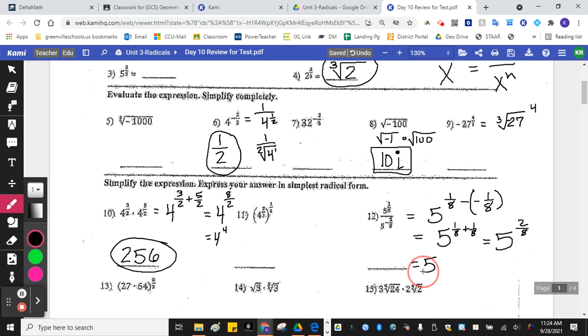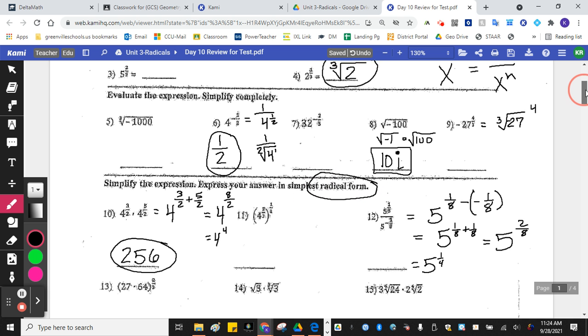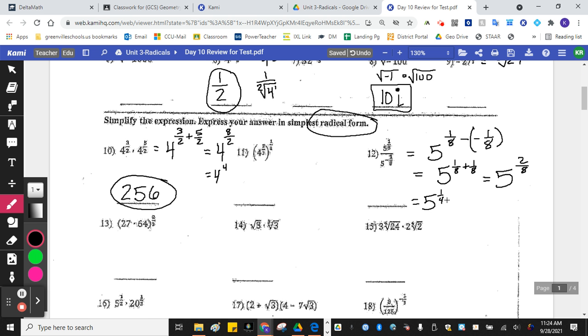2/8 can simplify to 1/4. Write it in radical form. Fourth root of 5 to the first power. You don't have to write the first power.